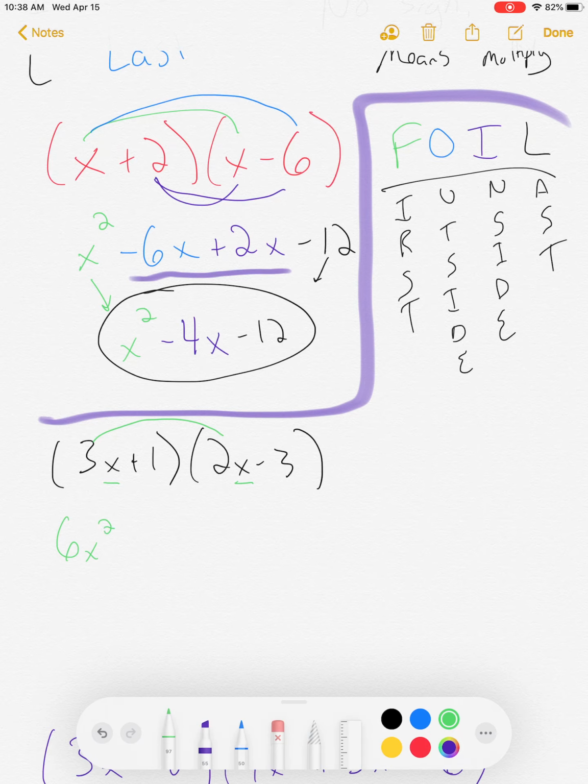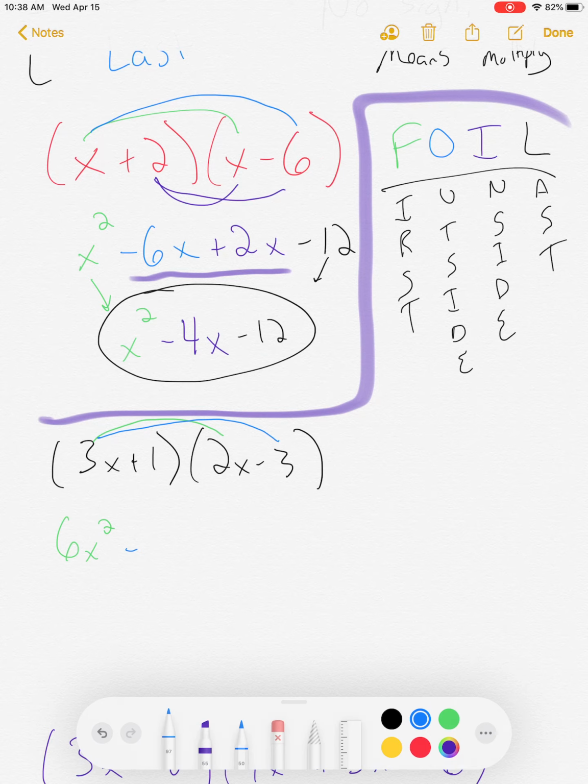And I also have x times x, which is x squared. There, I did my first terms. I did the F in FOIL. Now I'm on to the O. O stands for outside. So I'm going to multiply my two outside terms.